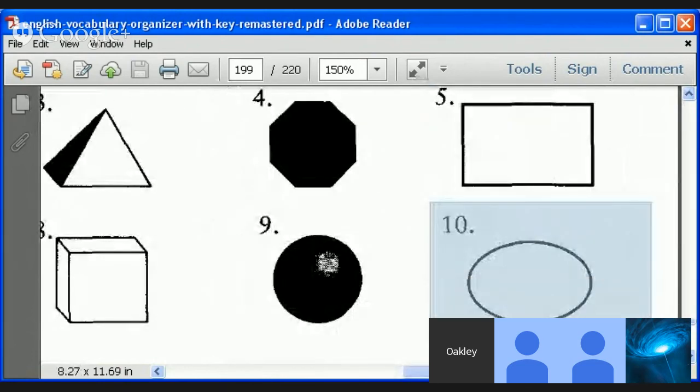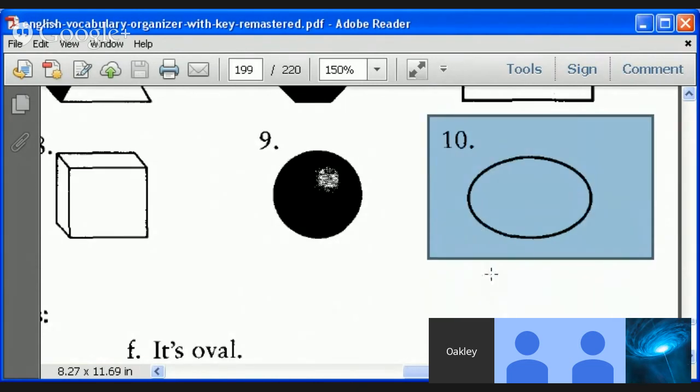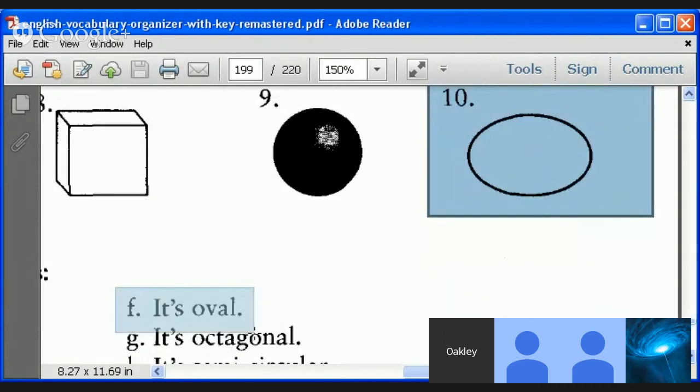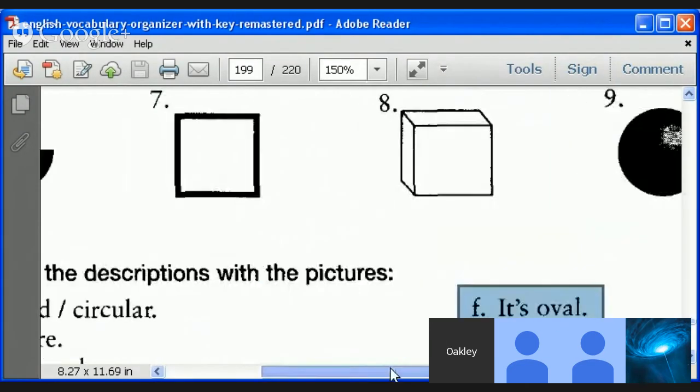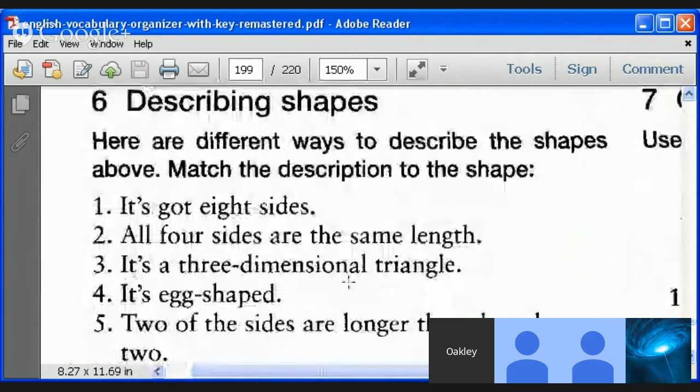And the last one, Claudio. Whoops, I'm sorry, Mustafa. I think oval. Oval. Okay, very good. It's an oval. Yes. Oval. All right.